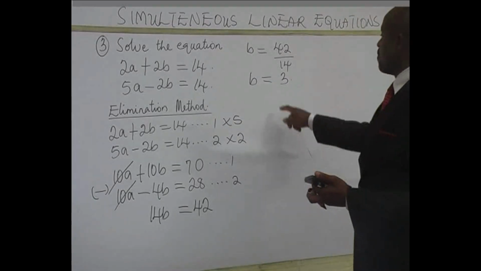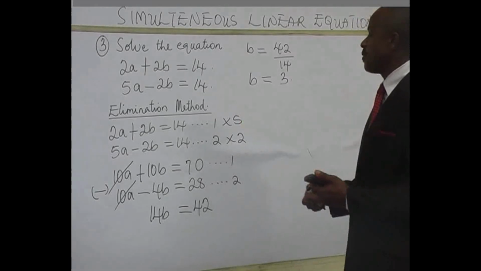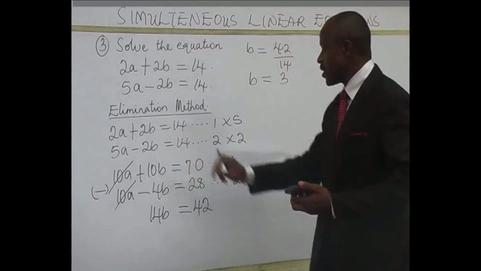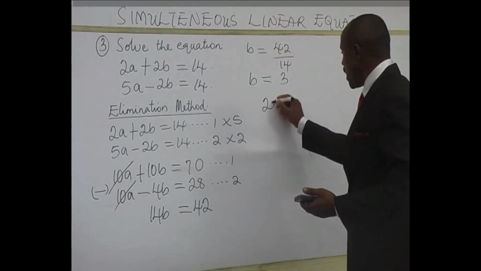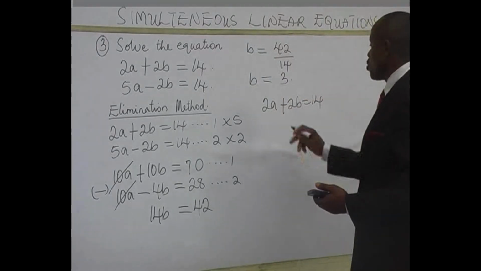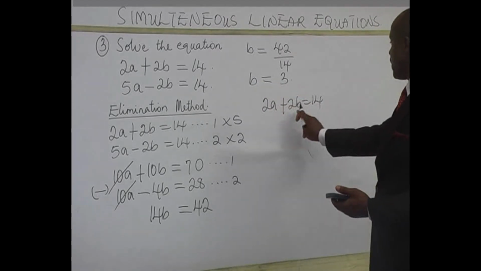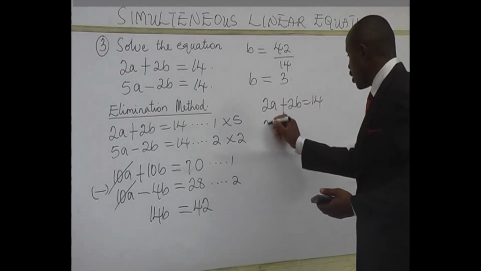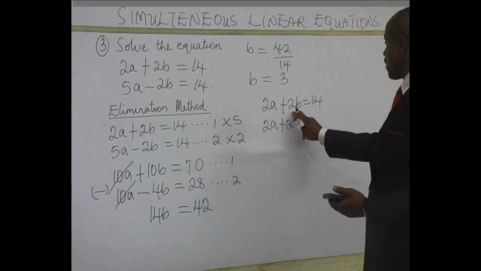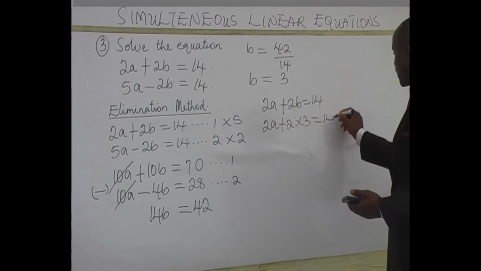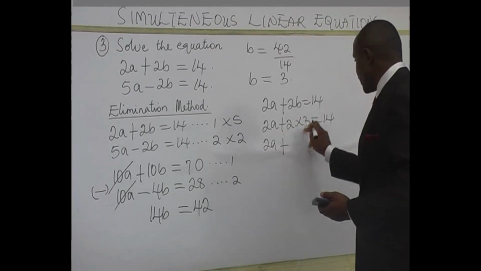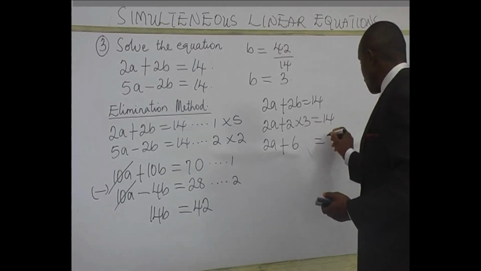Now that I have found the value of b, find the value of a by substituting 3 for the value of b in any of the equations. Let's take equation 1. In equation 1 we have 2a plus 2b is equal to 14. But we have found that b is 3. So wherever you see b in the equation, put 3. It's going to give us 2a plus 2 times 3 instead of 2b. It's now equal to 14. We have 2a plus 2 times 3 is 6, is equal to 14.